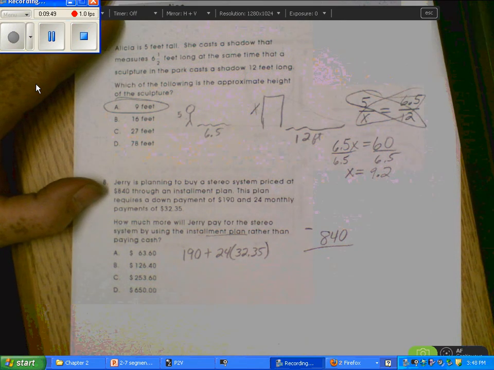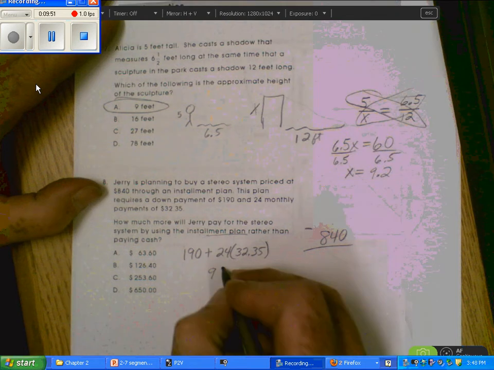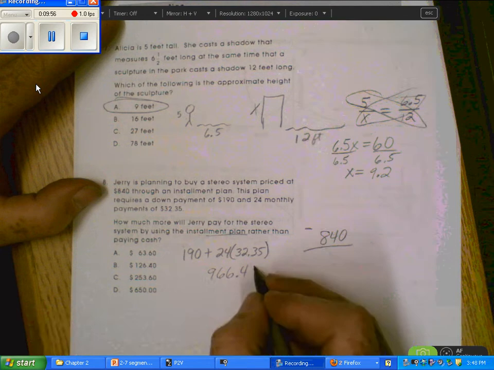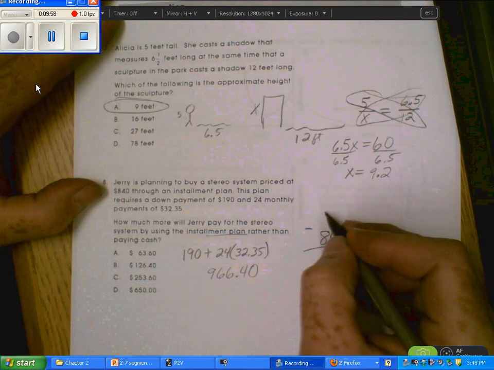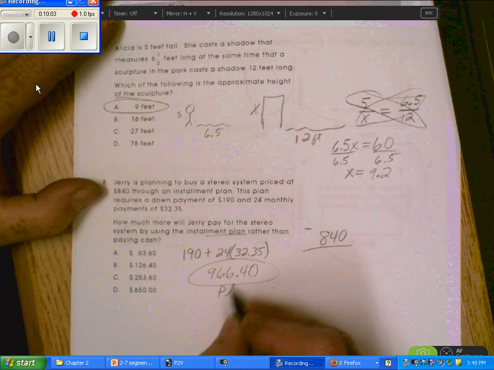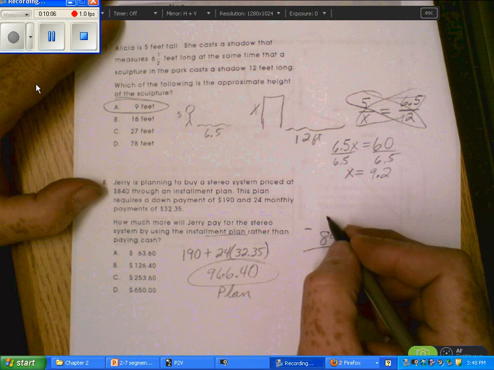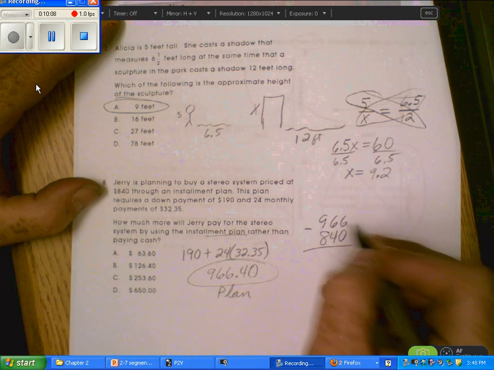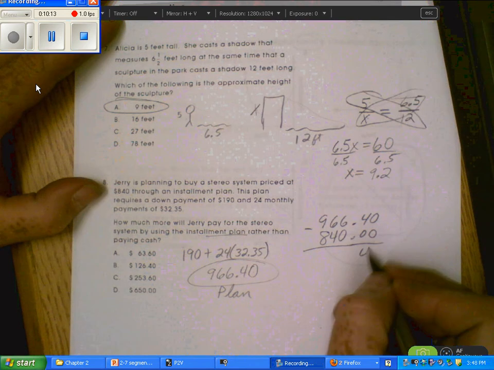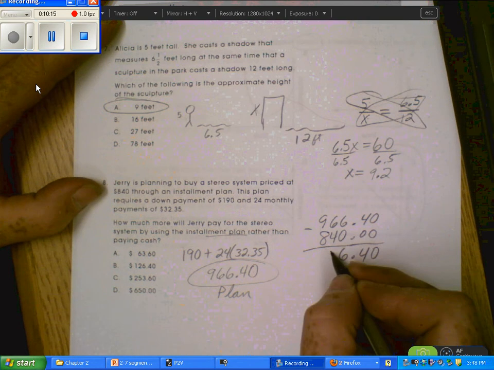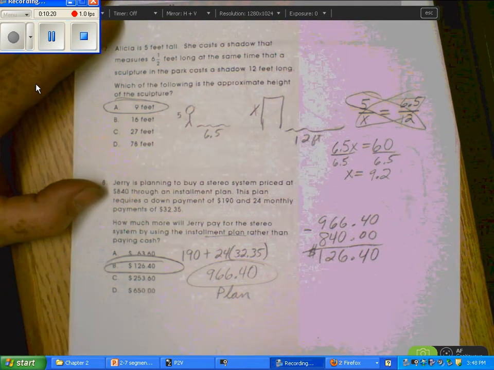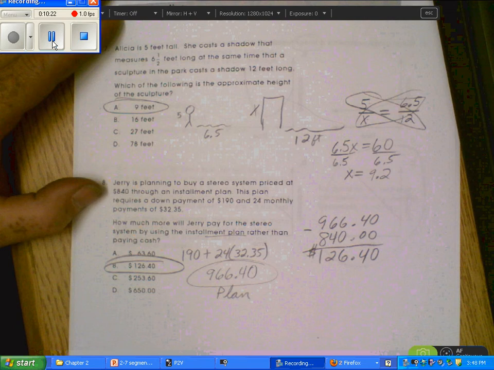We figure this out, 190 plus 24 times 32.35, and this gives us 966.4. Again, we want this to look like money, so we're going to put a 0 on there. So that's how much he pays on the installment plan. But we don't want to know how much he pays on it. We want to know how much more he pays if he does it. So we add some zeros over here and we subtract. Looks like you pay $126.46 extra, which would be B.